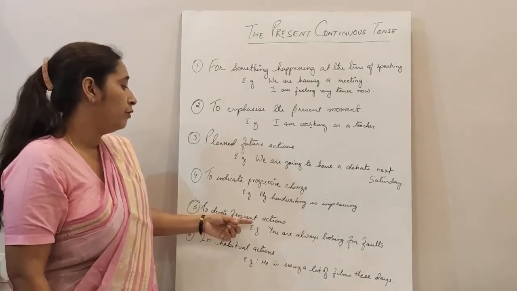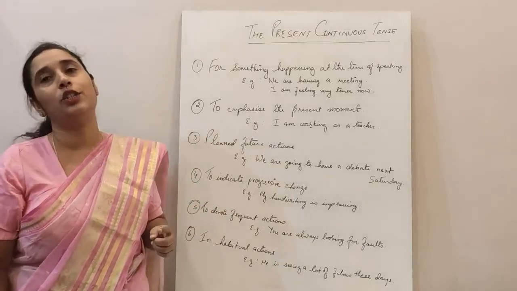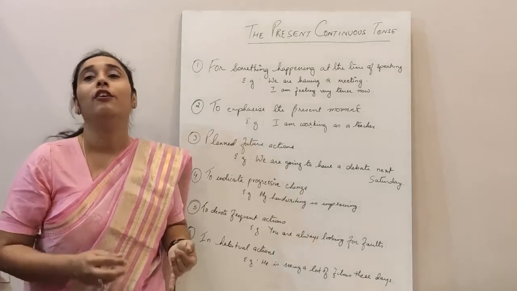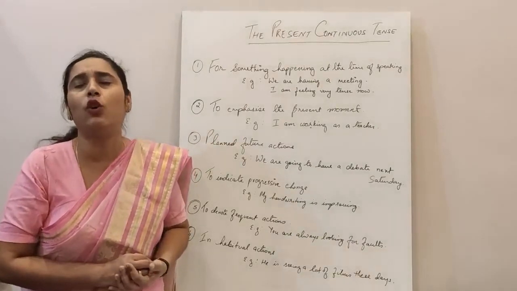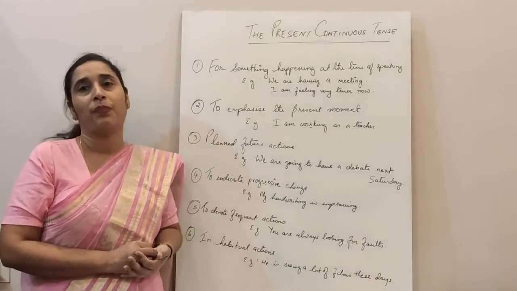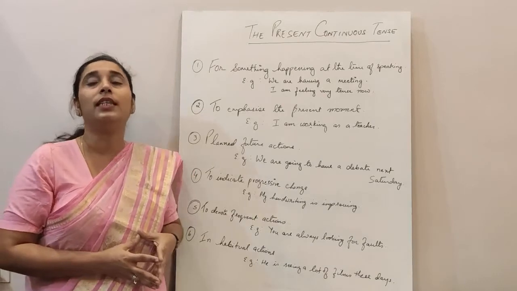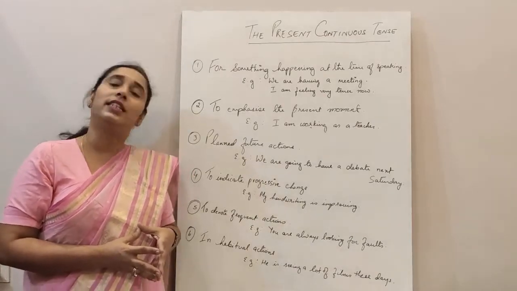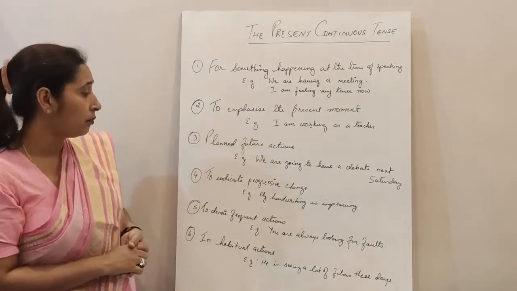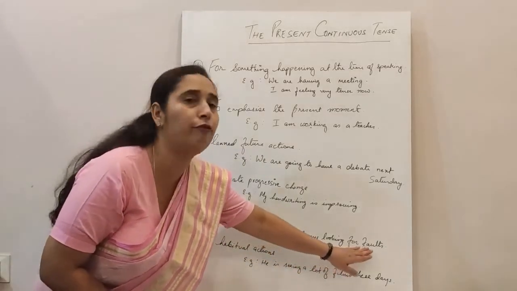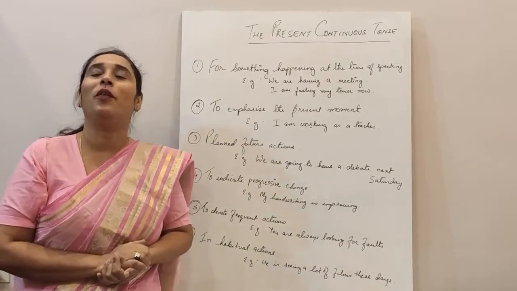To denote frequent action. Here too we use present continuous tense. This tense together with adverbs of frequency such as always, repeatedly, constantly, forever, etc. can be used to emphasize how often the action takes place. This is often done to express disapproval or annoyance. Example, you are always looking for faults. She is always talking to him on the telephone.